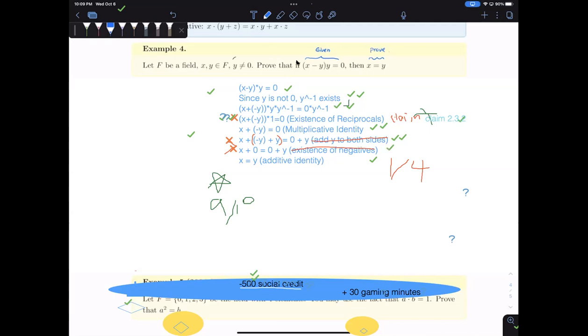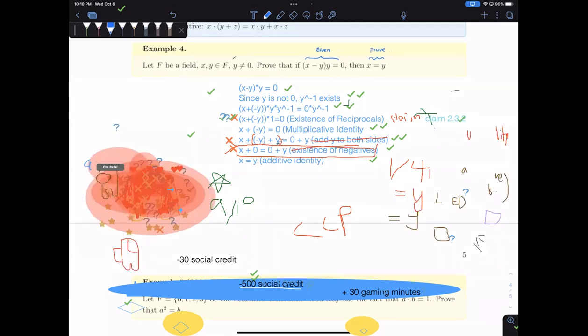So what did we use here, guys? What did we use on this step? We used the additive inverse, exactly. Yeah, we used the additive inverse.